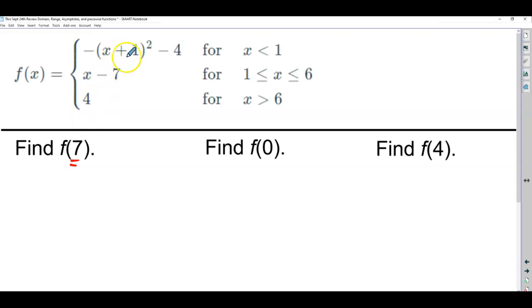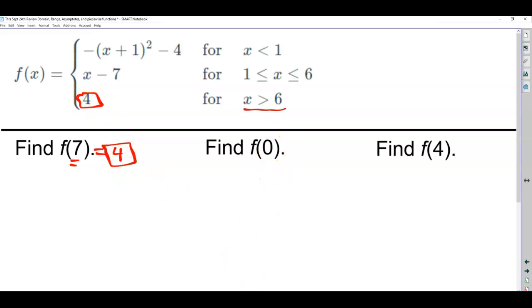Well, we have to figure out which branch is going to be represented. And notice, this is the spot where x is greater than 6. So 7 is greater than 6. And here is the function. It says 4. Well, that's a constant. So it doesn't matter. Any number greater than 6 going in will always have an output of 4.